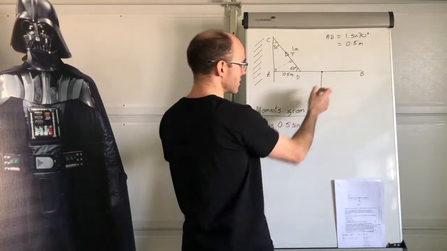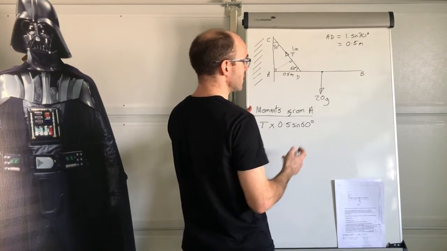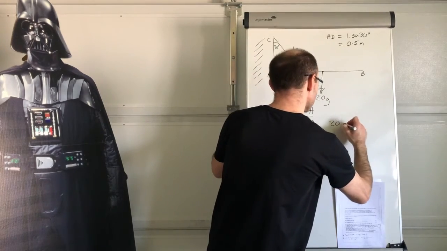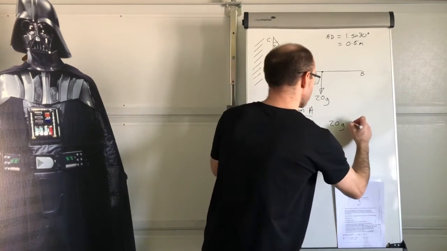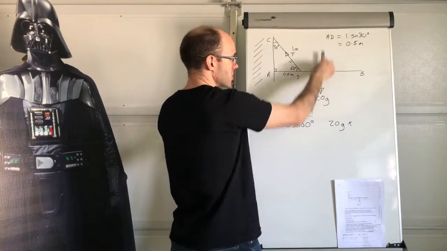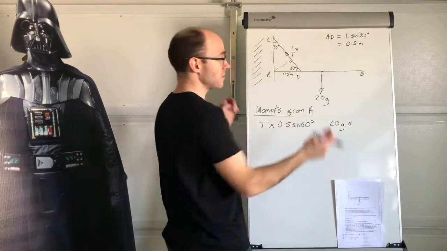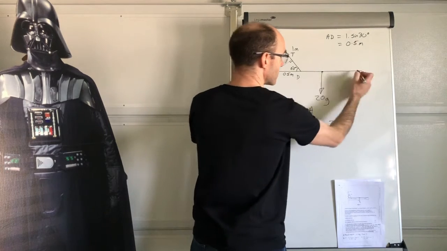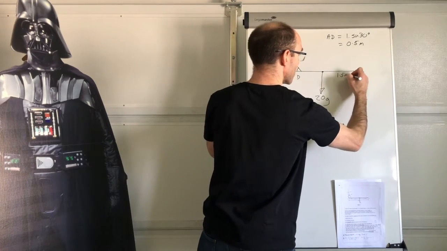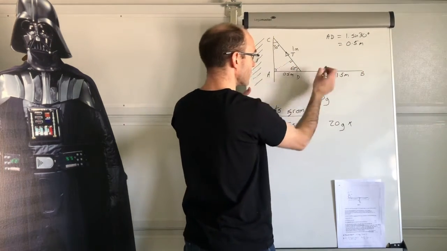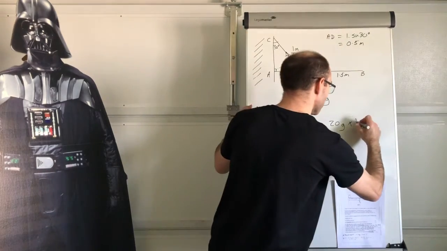Then the easy bit is the 20G. Because that is just going to be force 20G multiplied by the distance. Distance, of course, is just going to be that which we know is 1.5. Because all of that is 3. This bit here is halfway. That's 1.5. This bit is also 1.5, so it's 1.5.